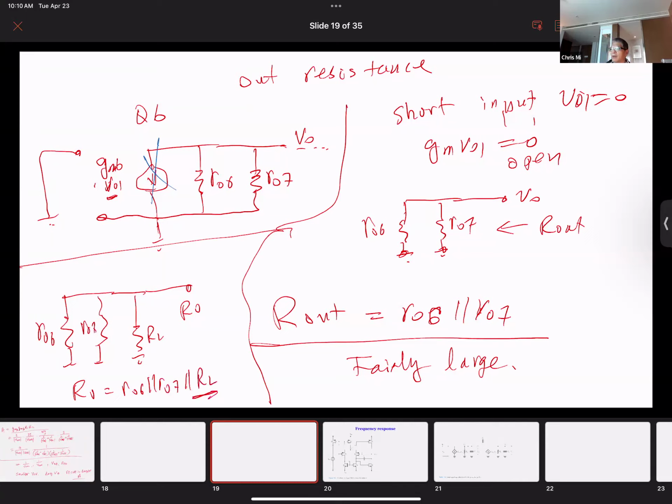And typically this RL is much smaller than RO6 and RO7. So that means that regardless of what your second stage is, regardless of the output resistance, your output resistance will be eventually determined by your real load resistance, right? So this is what we're looking at for the output circuit.